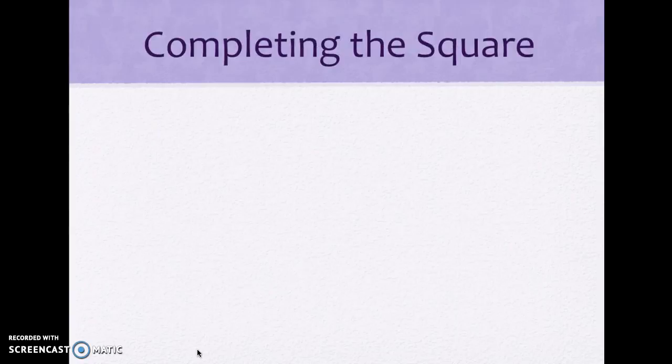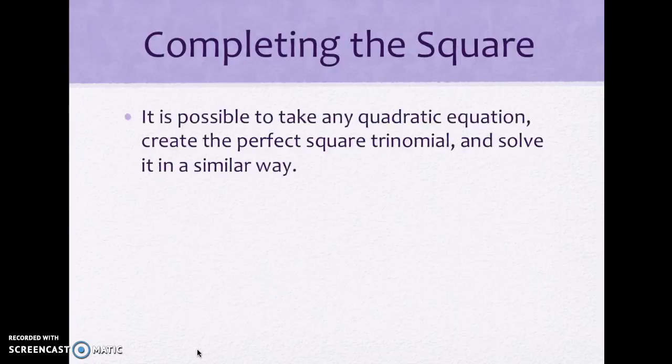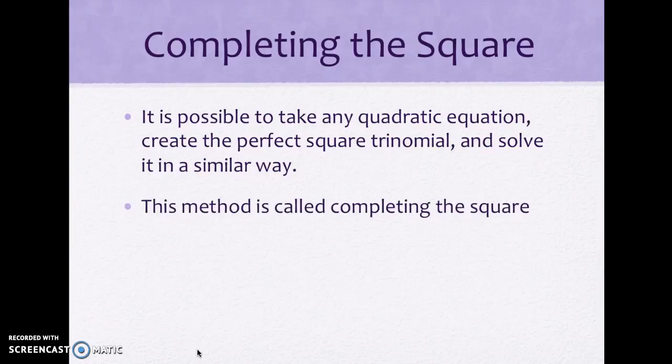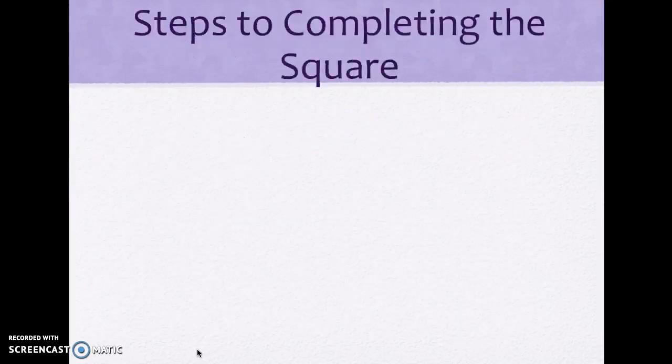Now let's complete the square. Okay, it is possible to take any quadratic equation, create the perfect square trinomial, and solve it in a similar way. This method is called completing the square. So the steps to complete the square, there are going to be 6 of them. The first step, we want to rewrite it as a times x squared plus b times x equals c.